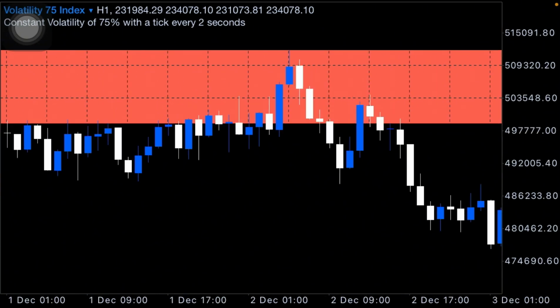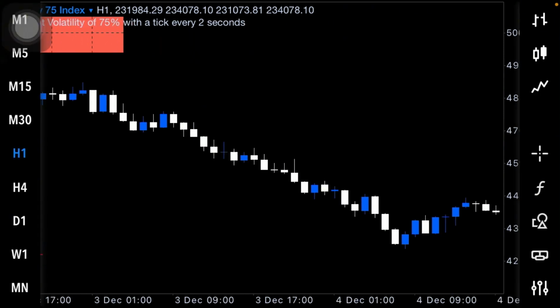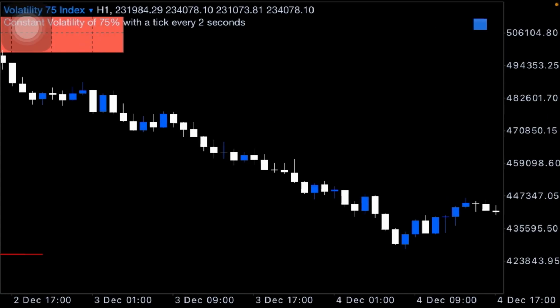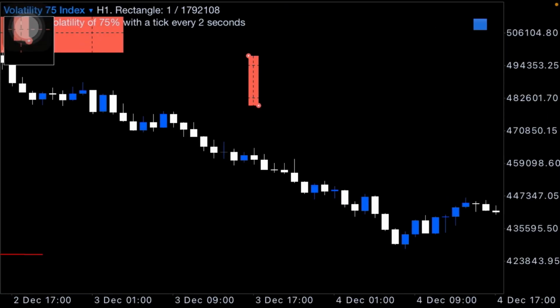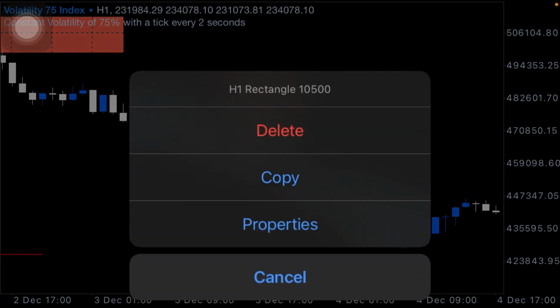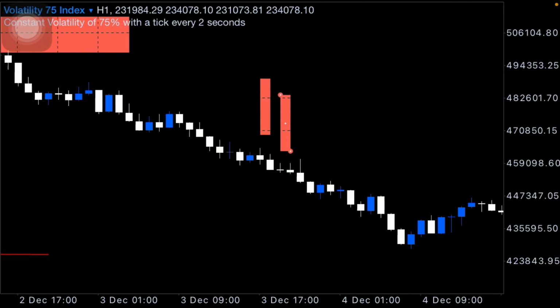A candlestick pattern that looks like this. Let me try and sketch it here. The first candlestick: the high of the second candlestick should be lower than the high of the first candlestick.